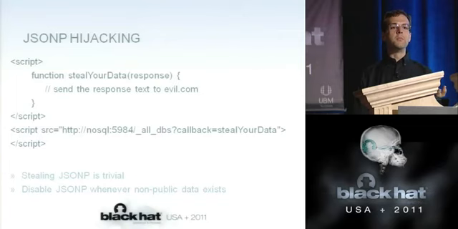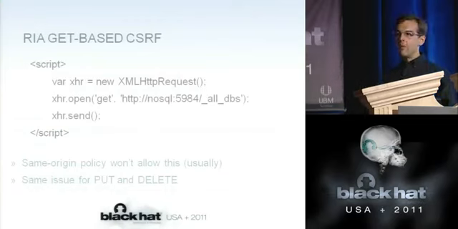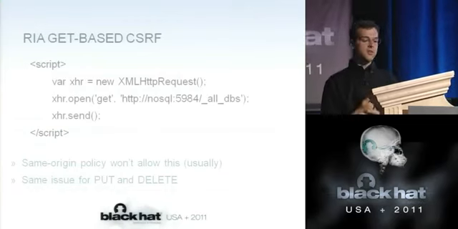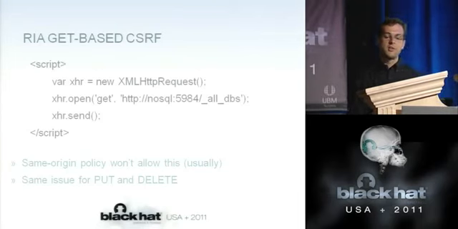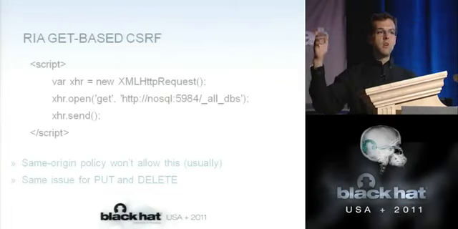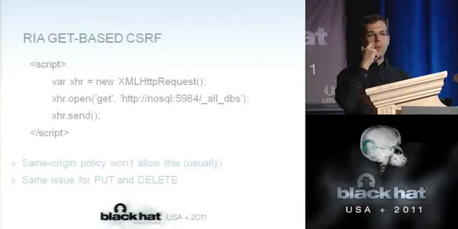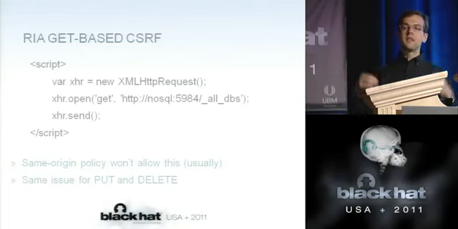All right, so let's assume that you've done this. What other ways can we do request forgery attacks? Well, we've got RIA-based, GET-based CSRFs. I'm going to use AJAX in this case. I'm going to new up a new XMLHttpRequest and have it call the GET to NoSQL 5984 and send that. Then when that's done, the callback I specify will fire, and I'll read that data and send it back to myself. And I can use this not just for GETs, but for PUTs and POSTs and DELETEs and everything.